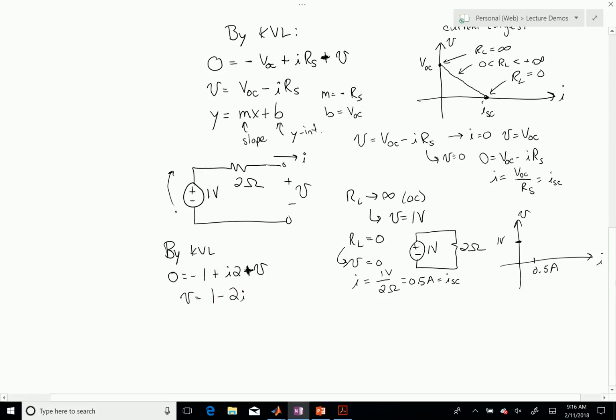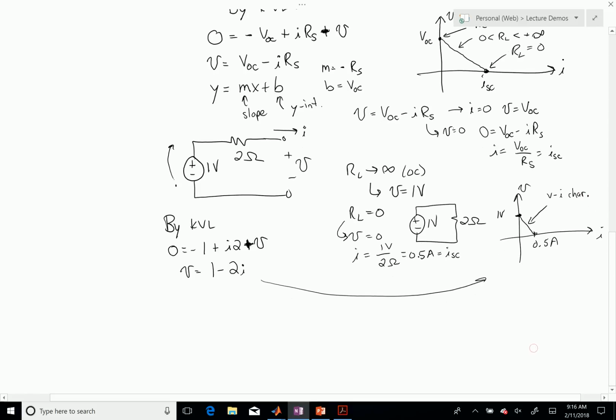If I were to plot that, I see I have a y-intercept of 1 and a slope of negative 2. So that line is going to end up looking like this. Just as I predicted, the IV characteristic for this particular circuit is a line that starts out at the open circuit voltage and ends at the short circuit current. So this is my VI or IV characteristic. It tells me all the possible voltages and currents for that circuit.